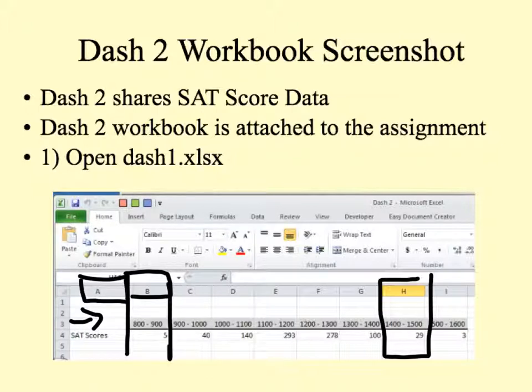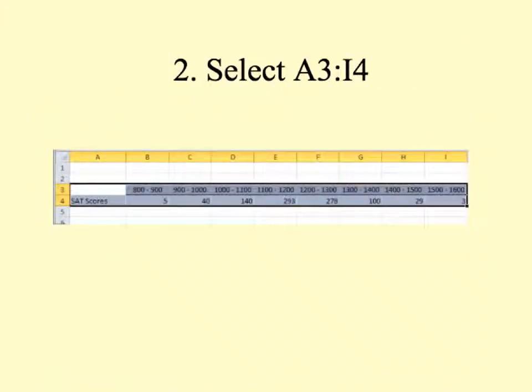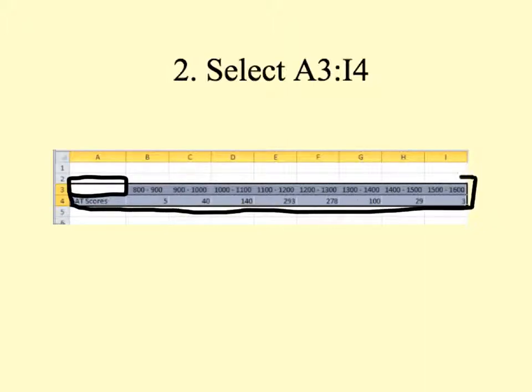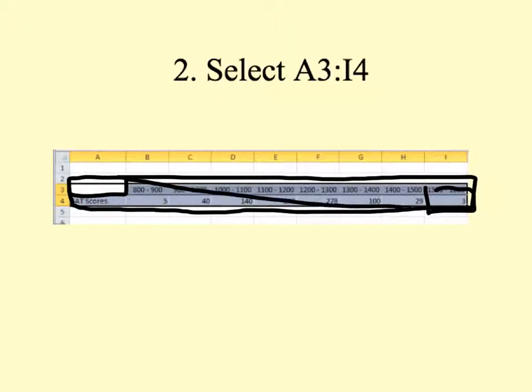So now that you've got the file open in front of you in Excel, let's see what we can do with this data. Okay, take your mouse and select A3, hold your mouse down, and drag till you have highlighted all the way to I4. And you can take your mouse and just drag and hold. Once you've highlighted that, unclick.